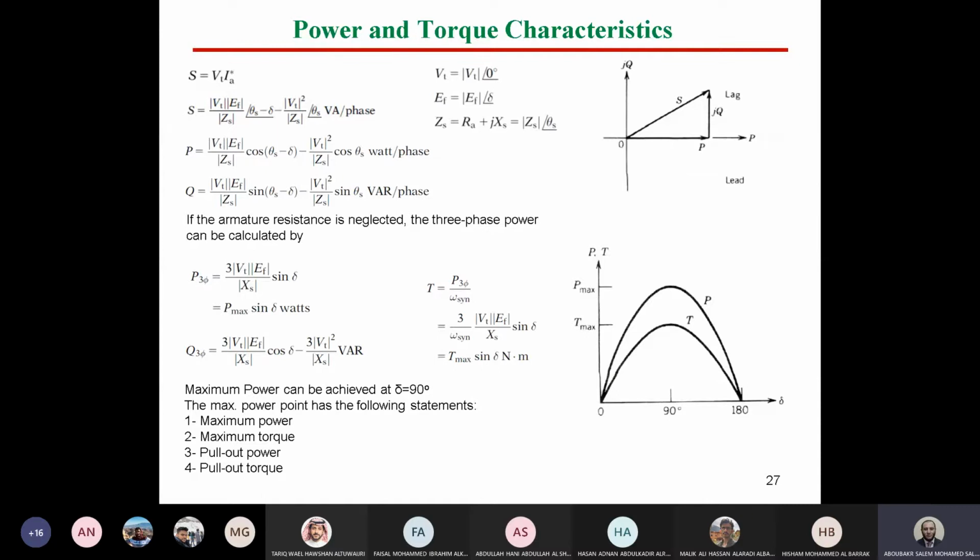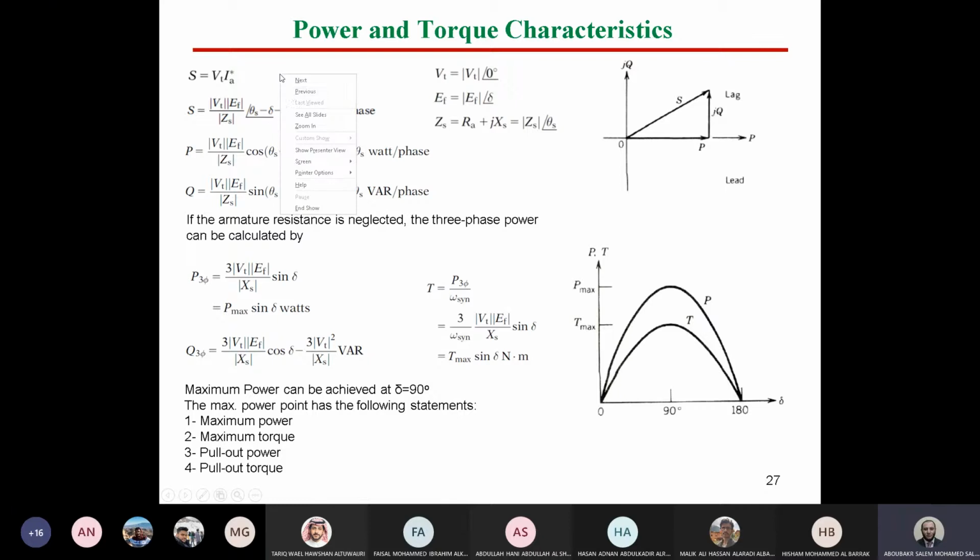Last class we stopped at the power and torque characteristics of the synchronous machine. So we will derive the equation of power. You know the power relation: the apparent power S equals V multiplied by I conjugate. This is for per phase power.